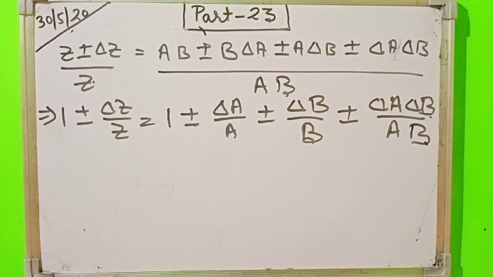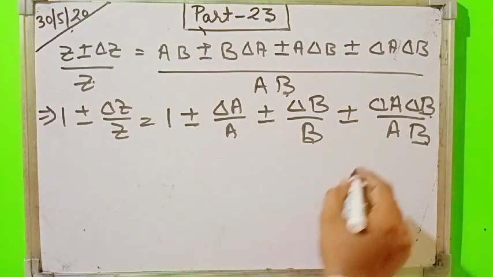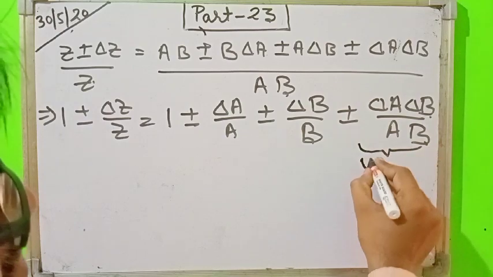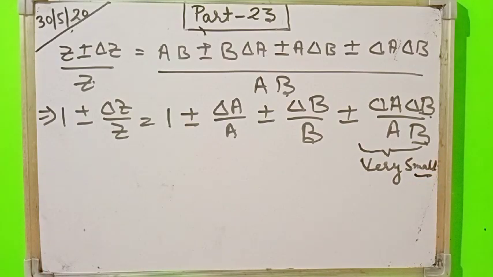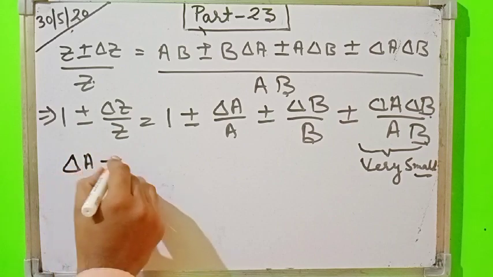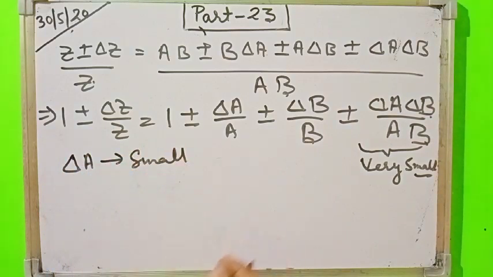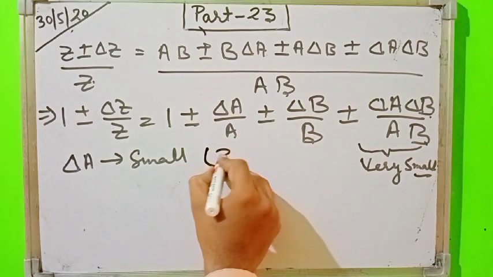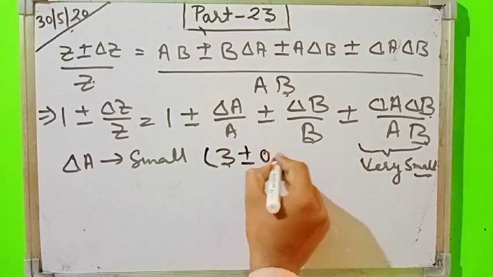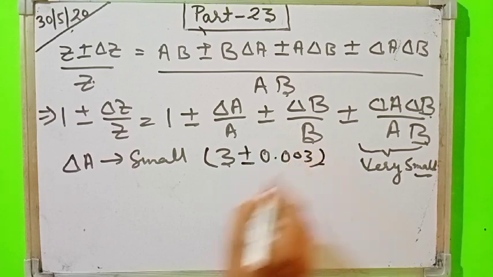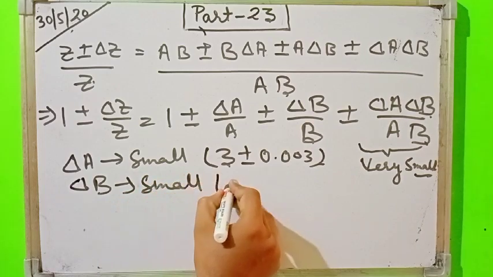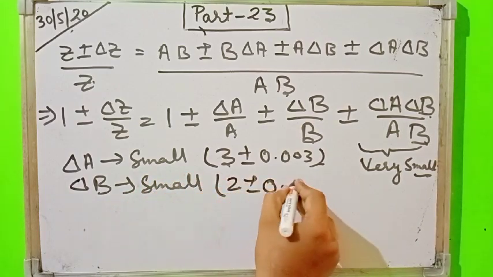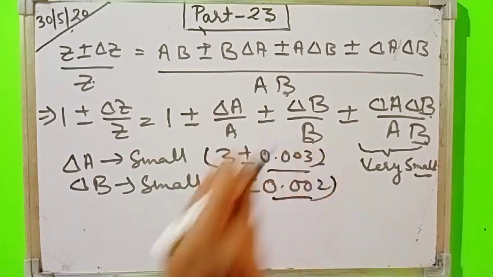Now look at here, delta A and delta B. This quantity is very small. Why are we taking it as very small? Because the error in A is small. Suppose 3.003, 3.004, like we are writing 3 plus or minus 0.03, for example. Similarly, B also has a small error, so these errors are very small.